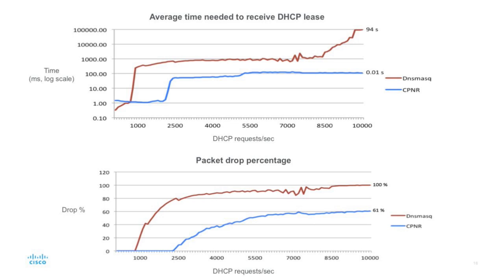But alternatively, in blue, we see CP&R. Right around 2,500 requests per second, we start to experience some packet loss. And extrapolate all the way out to the ridiculous case of 10,000 requests per second, it experiences 61% packet loss, meaning things are still getting through. Initial requests and retries, things are still coming up.